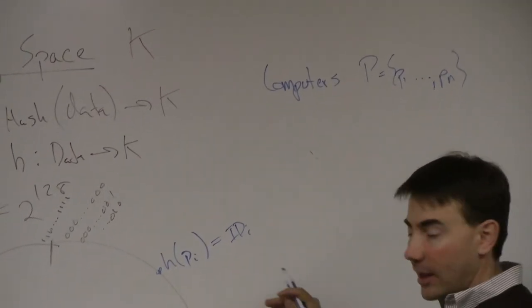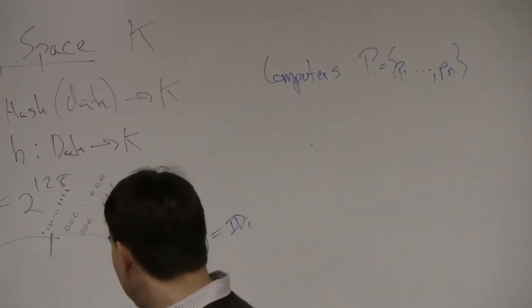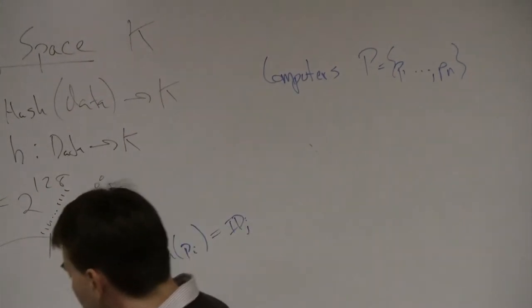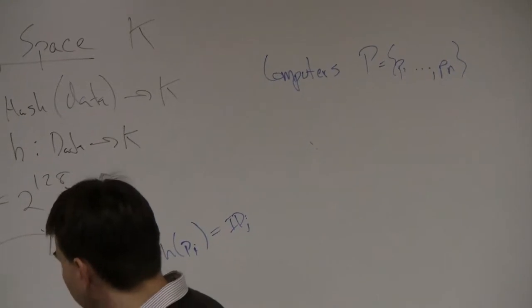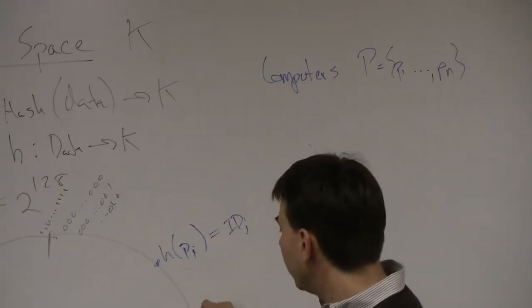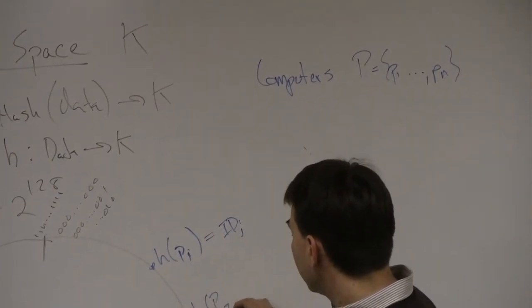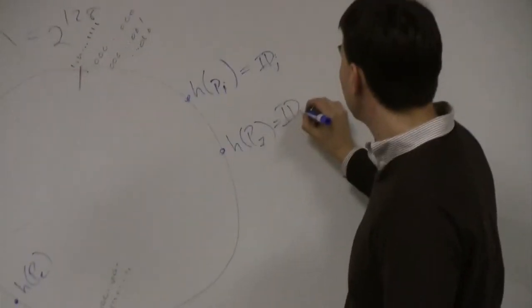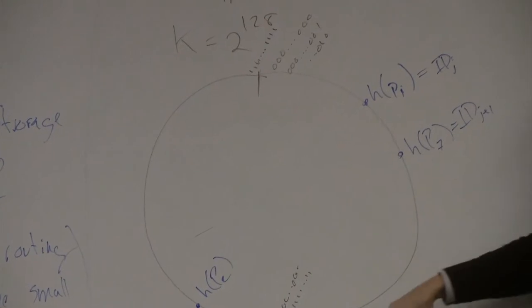Each of them is going to be hashed to a random location. So this may be the first one. The next one, H of P2, is going to be over here, and let's call it ID J plus 1. You can put all these computers around here, and you give them a random hash value. Because the hash is random, they're going to be distributed pretty evenly around this key space.